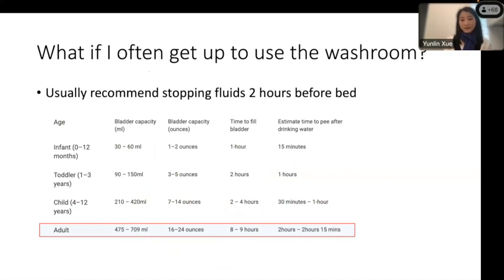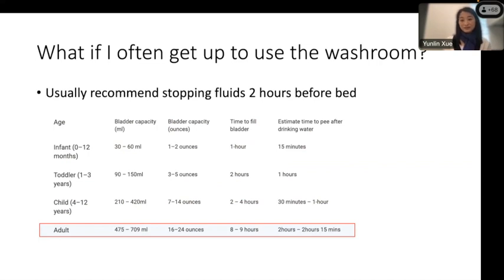And the other question people ask is, what if I often get up to use the washroom? And this could be due to a lot of medical reasons too. But the lowest hanging fruit to address is how much fluid you drink before bed. And the usual recommendation is to stop drinking fluids 2 hours before bed.